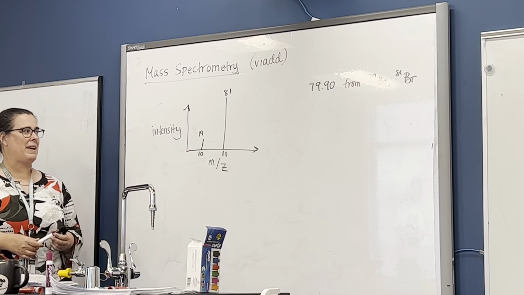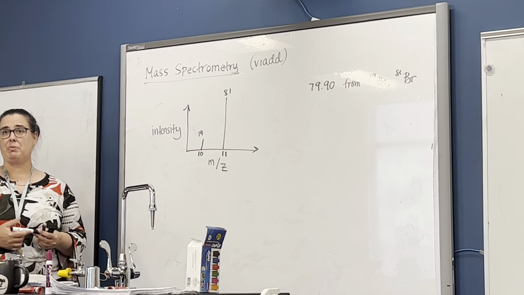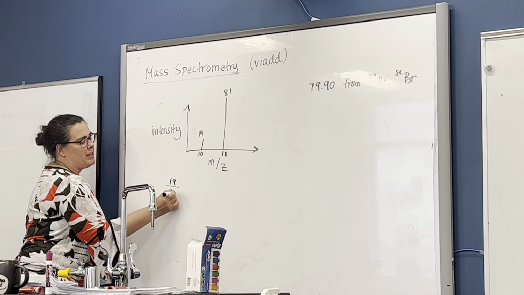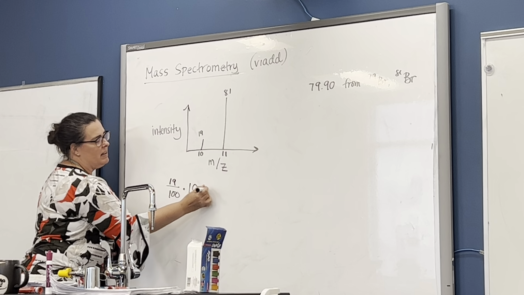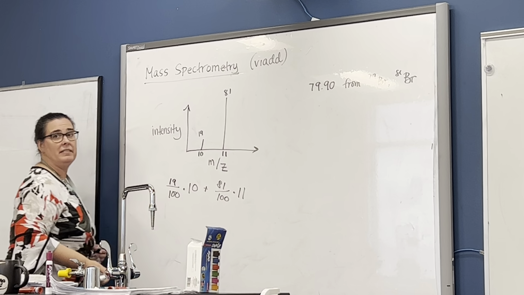So is the average mass of boron closer to 10 or 11? Because there's more of them. So it's really a weighted average. And so we said 19 of the 100 atoms had a mass of 10, while 81 of the 100 atoms had a mass of 11.